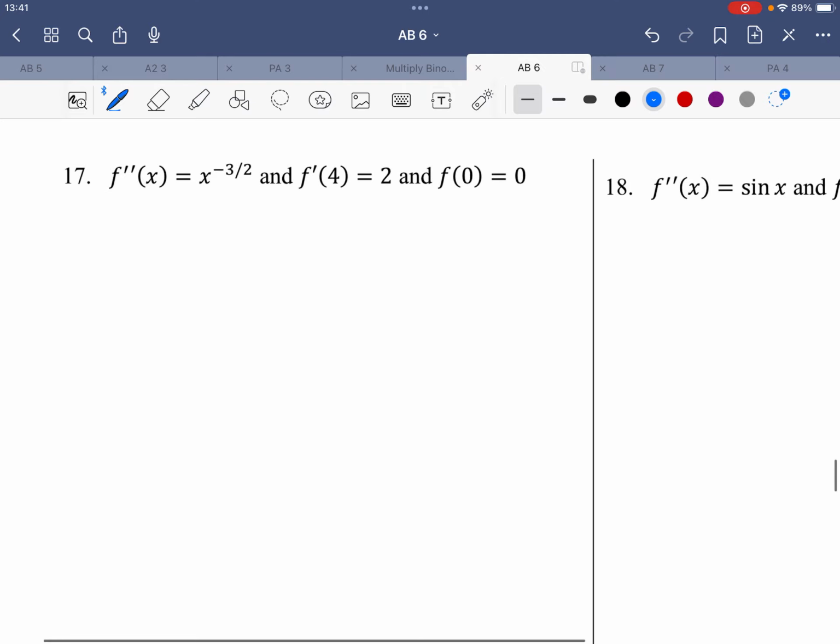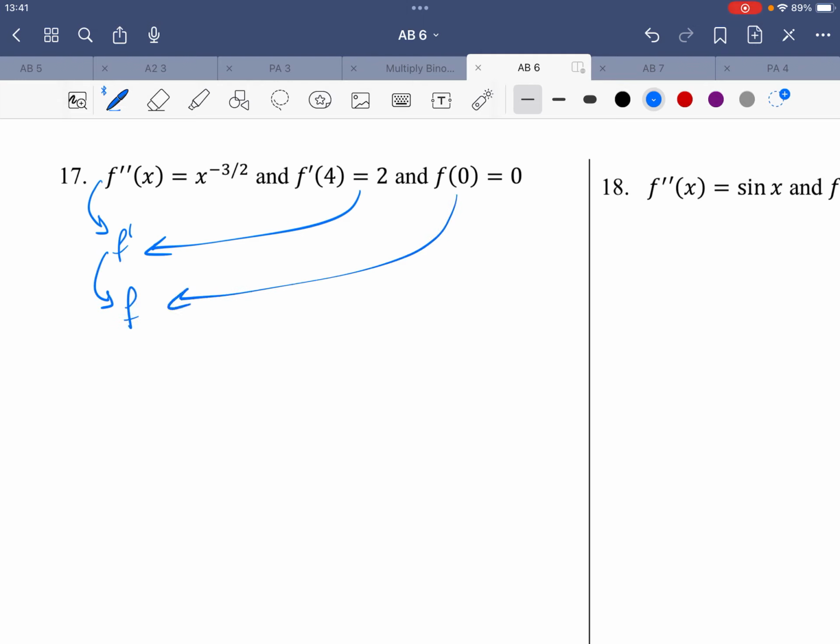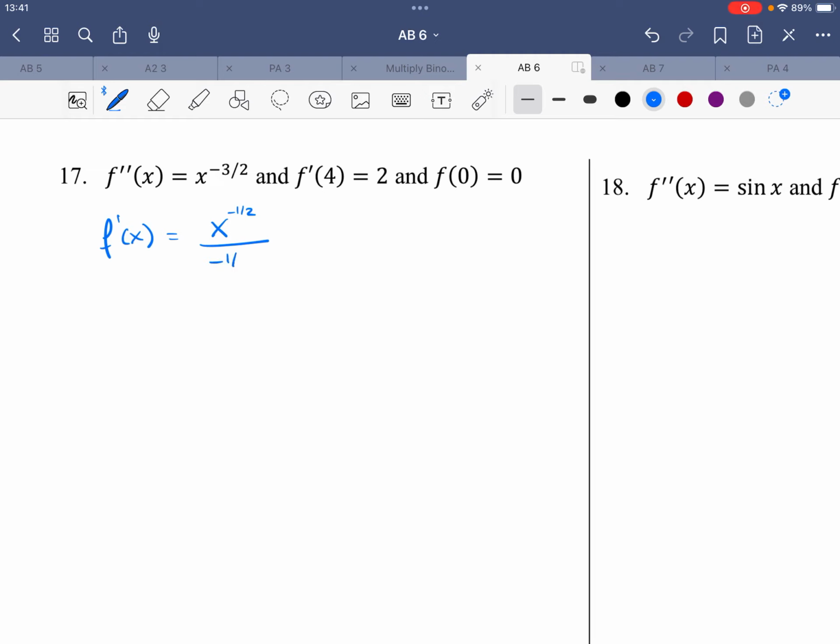17 and 18 are a little bit different because there are 2 primes, but they also give us 2 conditions. So we're going to have to do the process twice. We're going to take the antiderivative and use that to find the first constant, and then we're going to take the antiderivative again and use that condition to find the value of the second constant. So let's start. When I take one antiderivative, I lose 1 prime, and this is going to be equal to, I add 1 to the exponent with the power rule, so x to the negative 1/2 over the new exponent plus c, or I can write that down as negative 2 over x to the negative 1/2 plus c.